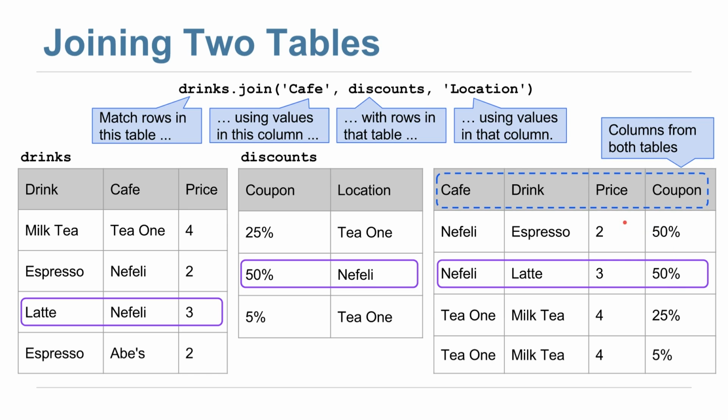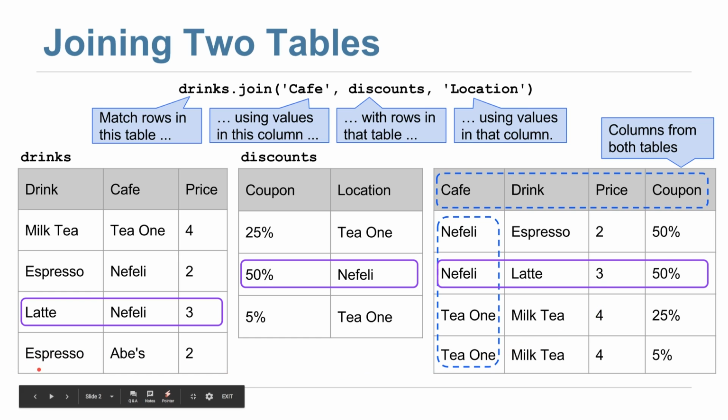That's useful because then we can perform column arithmetic. So for example, we could get the price column of the result, the coupon column of the result, multiply them together, and then we know what kind of discount we're looking at. One consequence of joining is that you end up with the joined column in sorted order. And it only contains values that appear both in the cafe and the location column because that's what we matched up on. So for example, you can't buy a discounted Abe's Espresso because Abe's doesn't have any coupons.